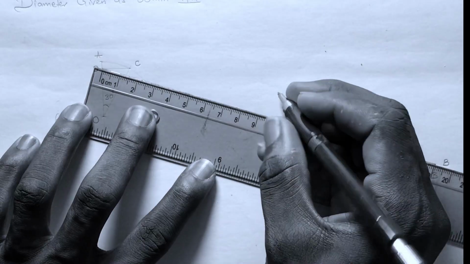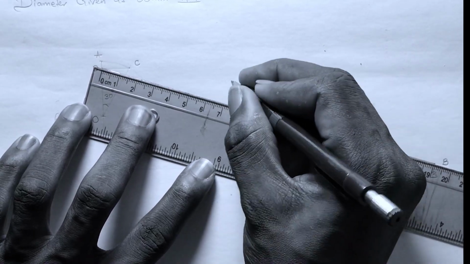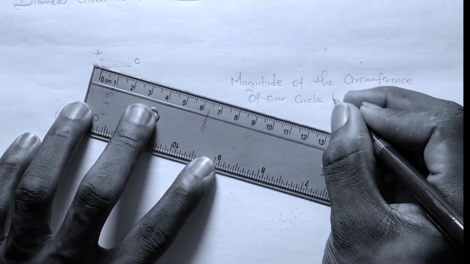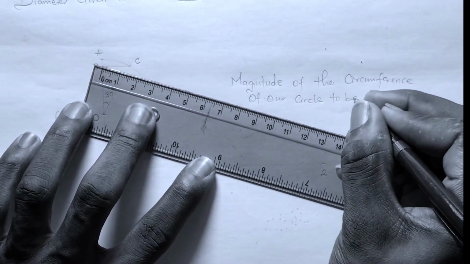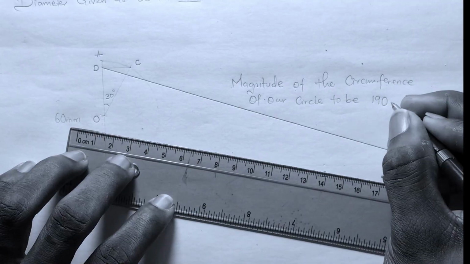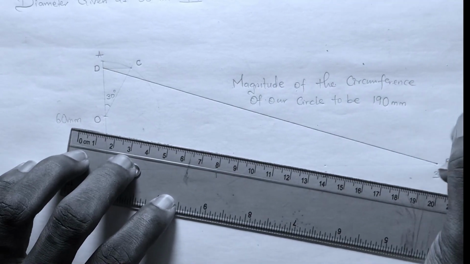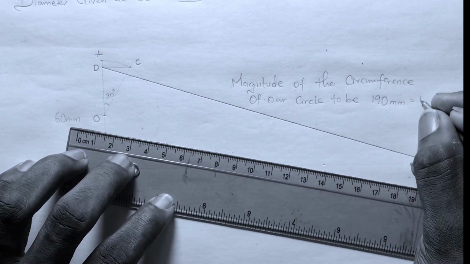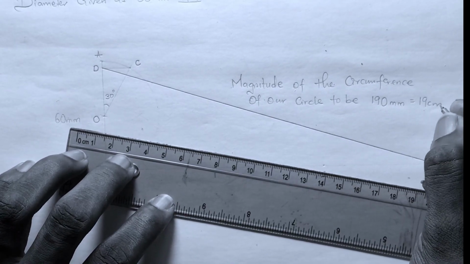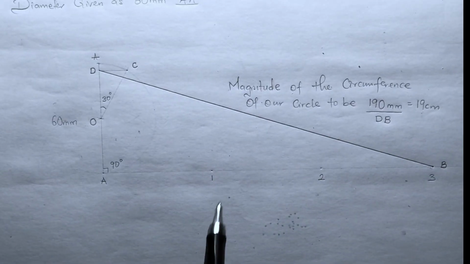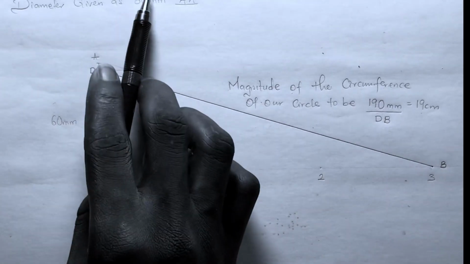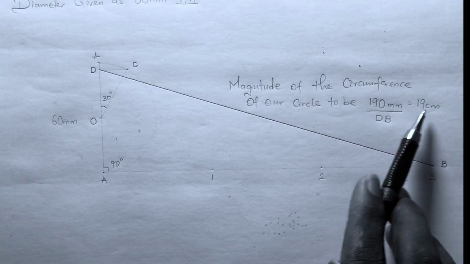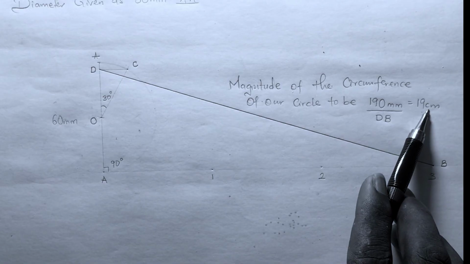So we have the magnitude to be 190 millimeters, which is equivalent to 19 centimeters. So we have the magnitude of the circumference of the circle to be 190 millimeters, which equals 19 centimeters.